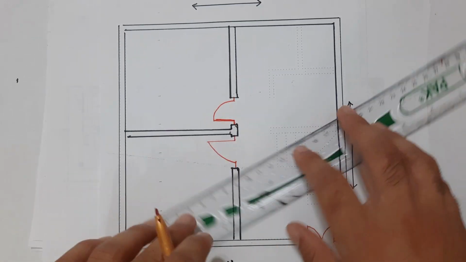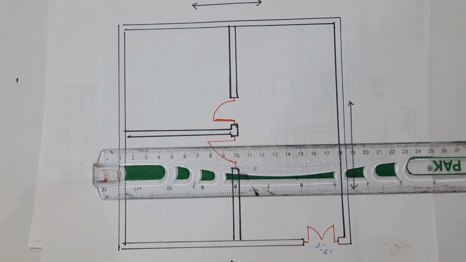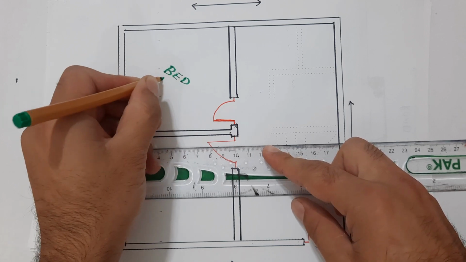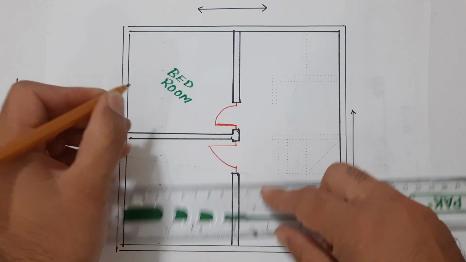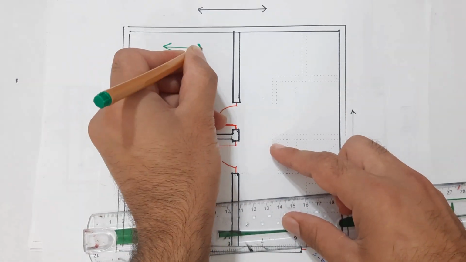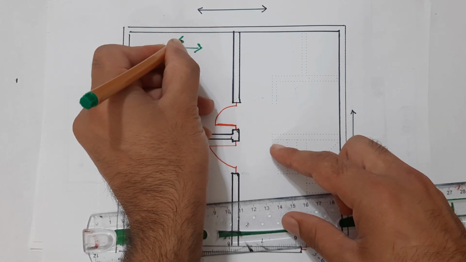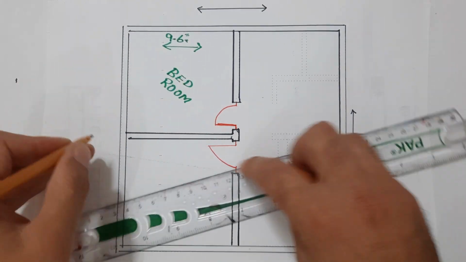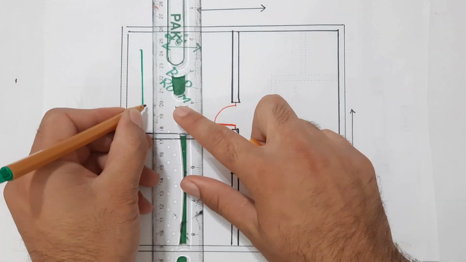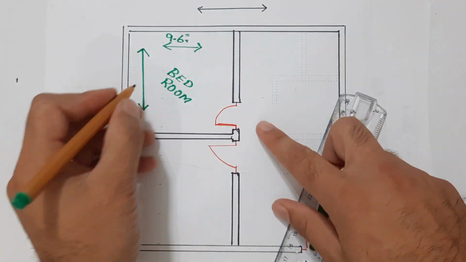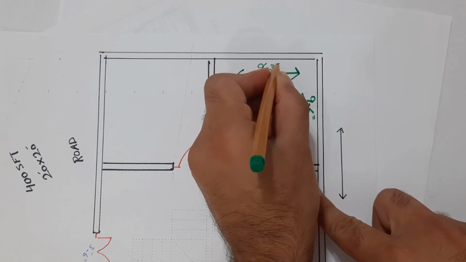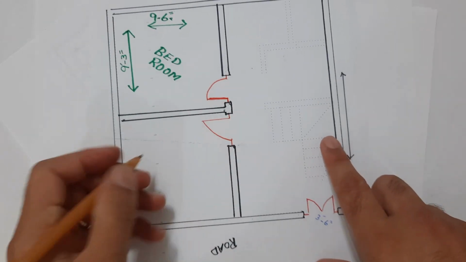Next guys, you can see here, this is a kitchen. So this is bedroom. Size is 9 feet and 6 inches, and here this dimension is 9 feet and 3 inches. Okay, size is same for both. This is the second bedroom.